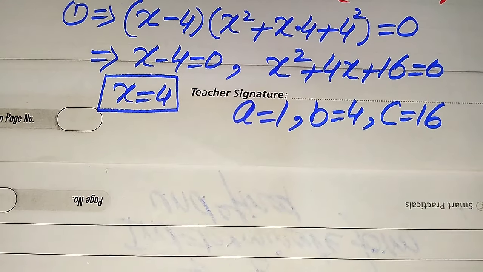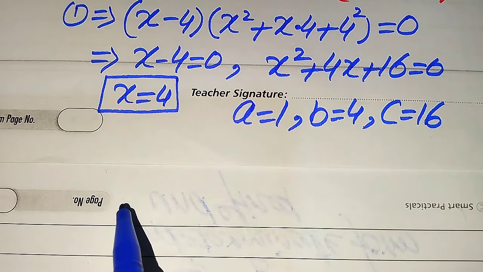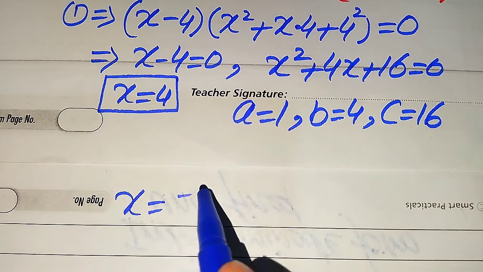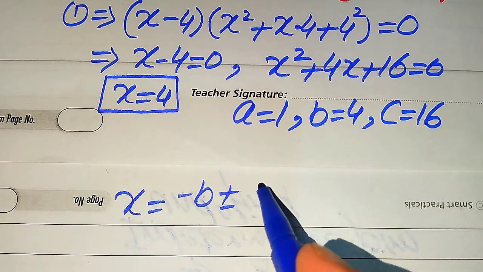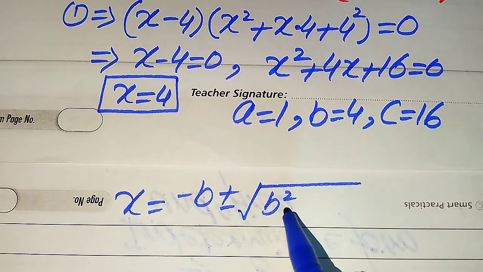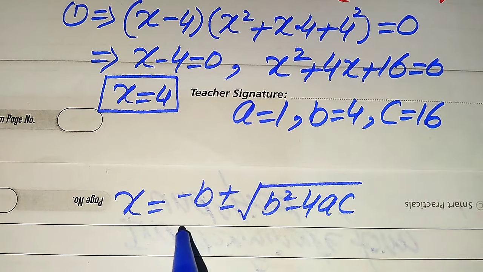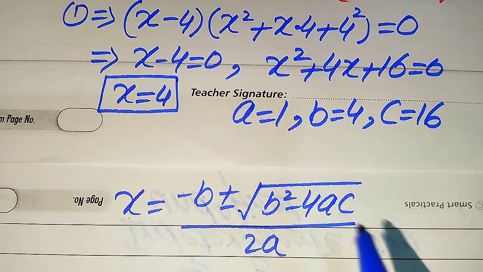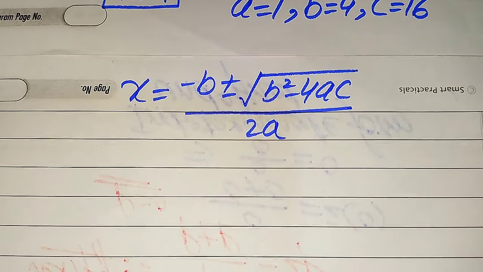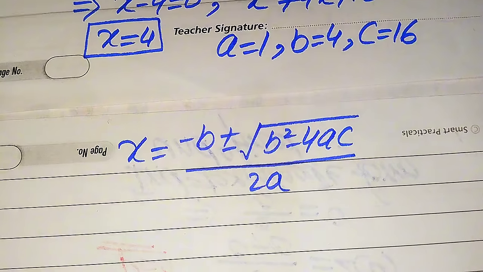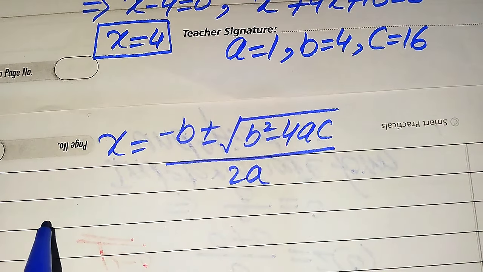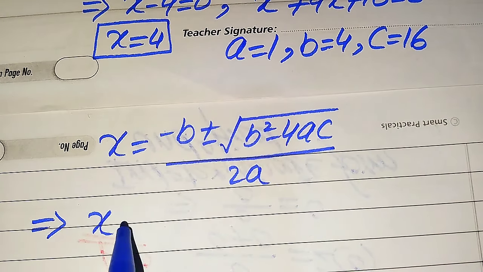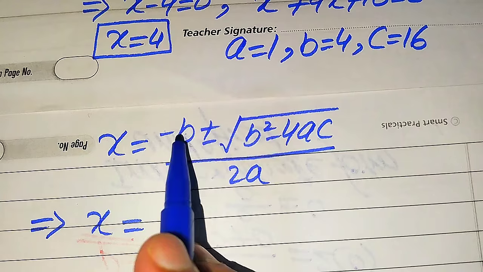So after that, we state the quadratic formula as x is equal to minus b plus minus square root of b square minus 4ac, divided by 2a. This is our quadratic formula, and here we substitute the values of a, b and c. So after substituting the values, it will be written as x is equal to minus b.